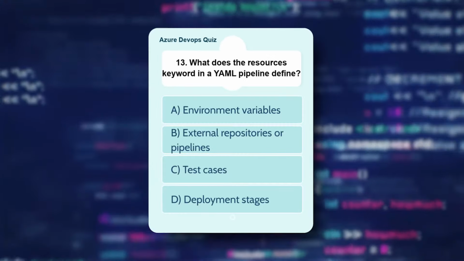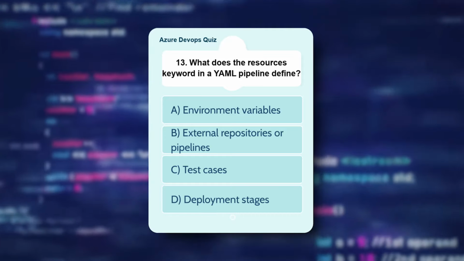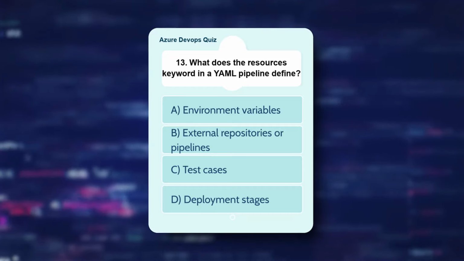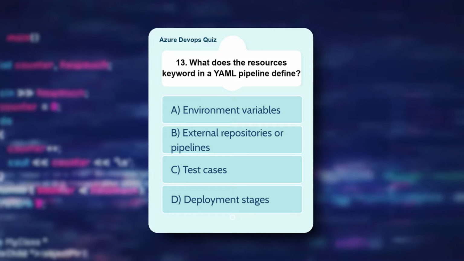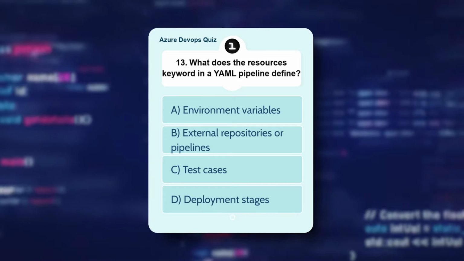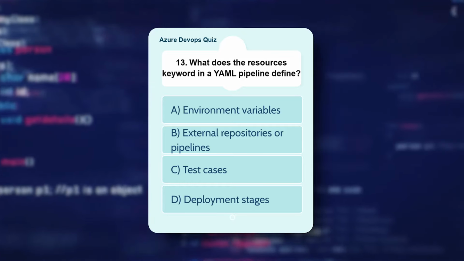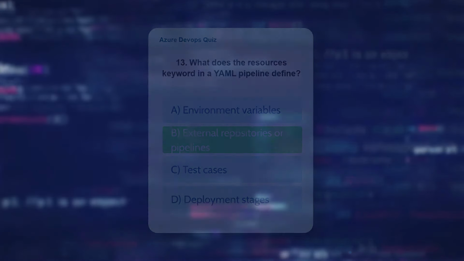13. What does the resources keyword in a YAML pipeline define? A. Environment variables. B. External repositories or pipelines. C. Test cases. D. Deployment stages. Answer. B. External repositories or pipelines.